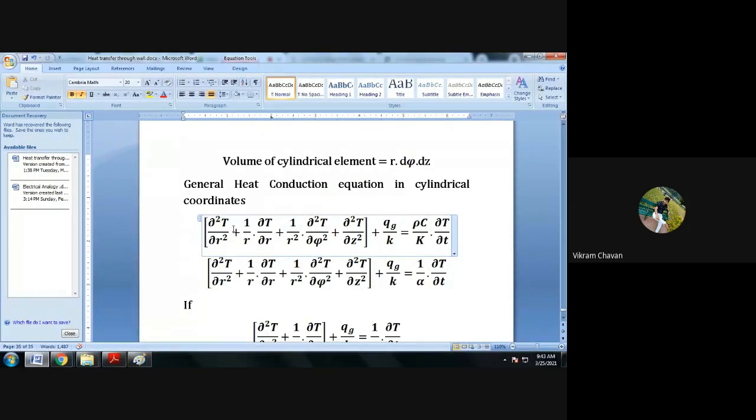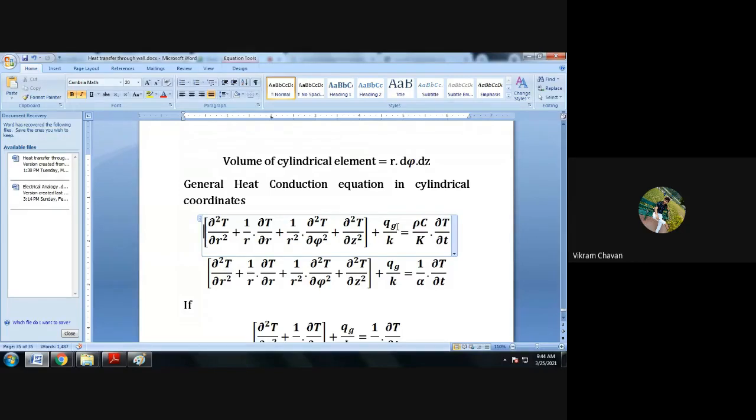So the temperature in a cylindrical geometry will change with respect to r, with respect to phi, and with respect to z. For that purpose we write the conduction equation as: del squared T by del r squared plus 1 upon r del T by del r plus 1 upon r squared multiplied by del squared T by del phi squared plus del squared T by del z squared, bracket complete. This is about the coordinates, plus qg divided by k.